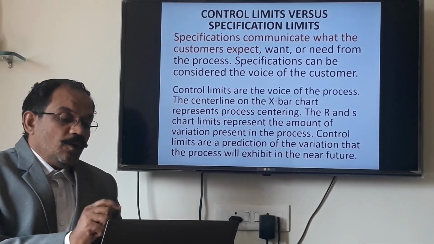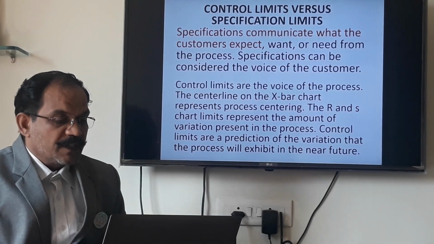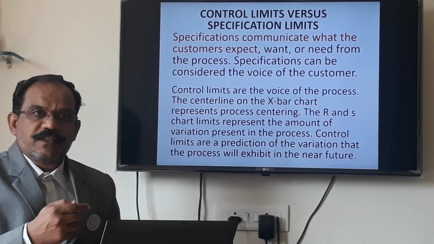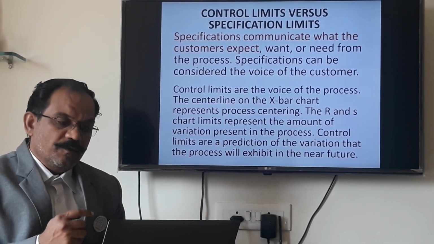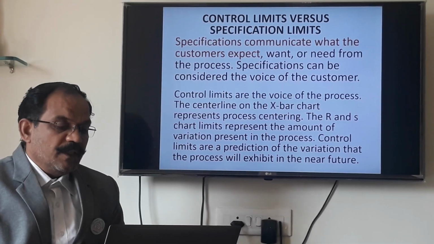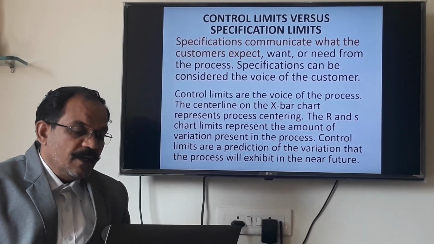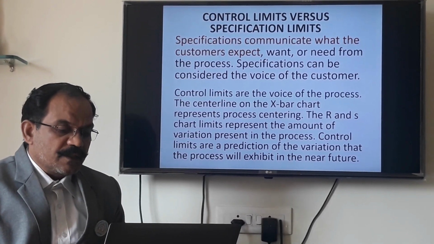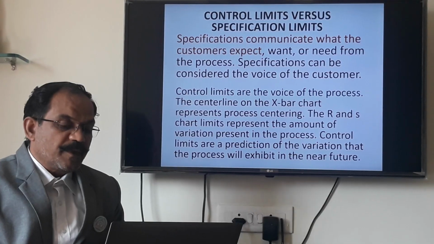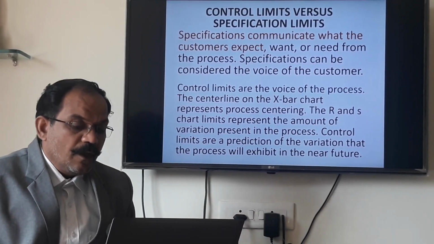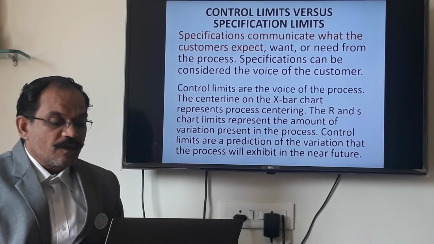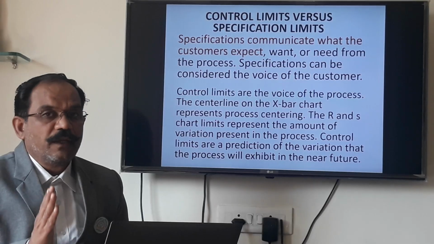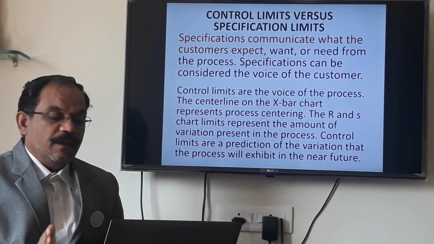Now, what are control limits? What we have discussed earlier: control limits are the voice of the process. There is a difference between specifications and control limits. The center line on the X bar chart represents process centering. A center line on any chart represents the centering of the process. The R and S chart limits present the amount of variation present in the process, whereas control limits are predictions of the variation that the process will exhibit in the near future. Control limits will display the variation in the near future.